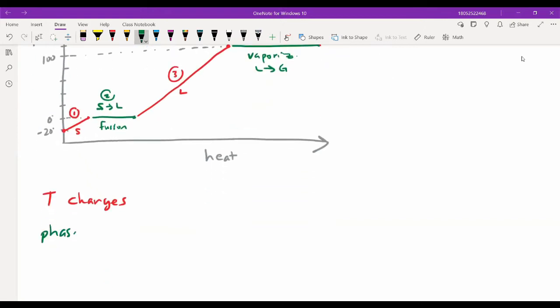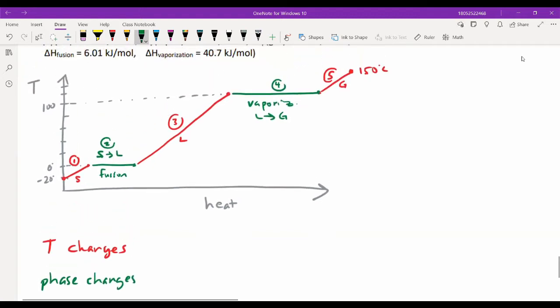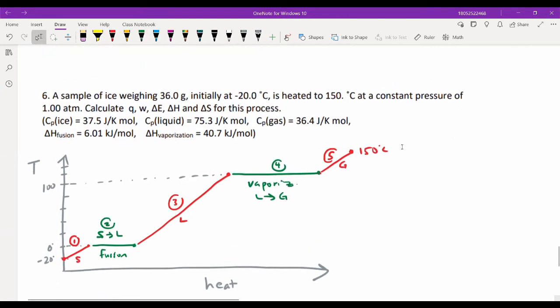So when you add heat, or if you remove heat from a substance, you can either change the temperature or change the phase, but never do both at the same time. That's the bottom line. And this is a very long problem. It's actually a book problem from chapter 10. So we'll go through each part.